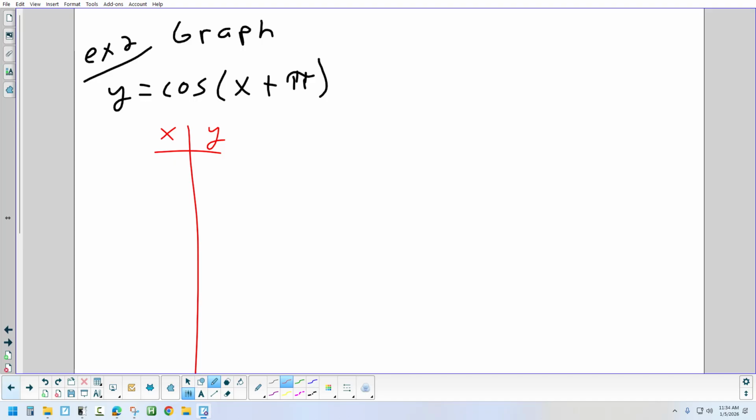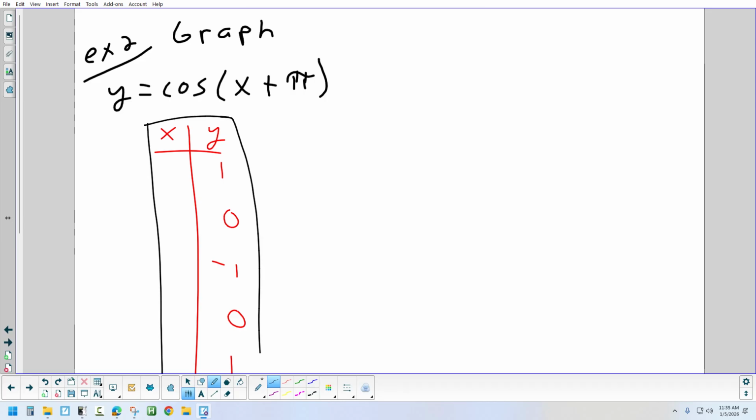Okay, so this is shifting horizontal, left and right. Which column is going to remain unchanged? Yep, the y's. And can you tell me what my y's are for cosine? 1, 0, negative 1, 0, 1. I'm going to put all our answers in that table.